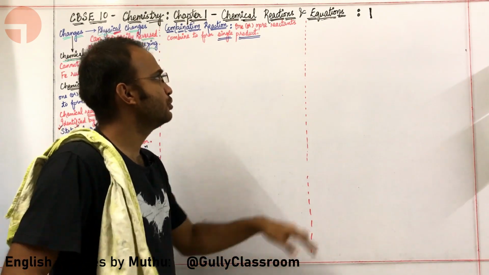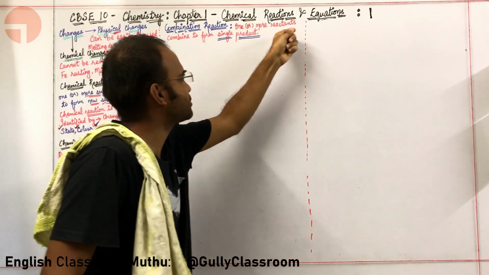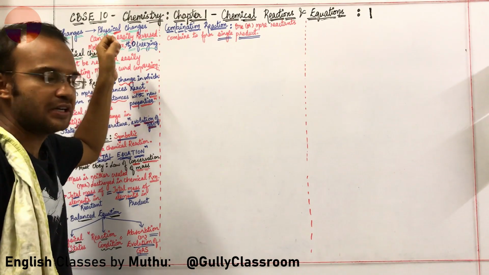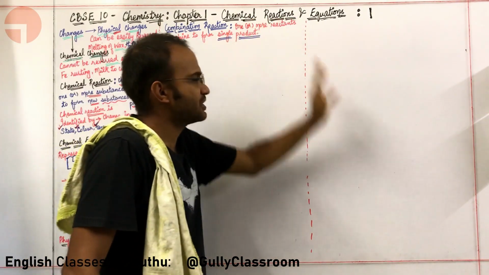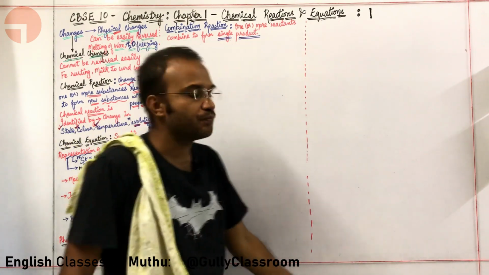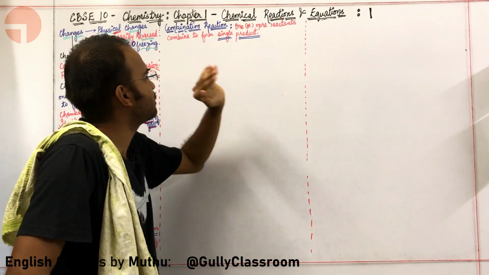Today we are going to look at the first lecture in the chapter Chemical Reactions and Equations in the CBSE 10th Standard Chemistry Science Book, Chapter 1. What is the entire content of this particular chapter, sir?